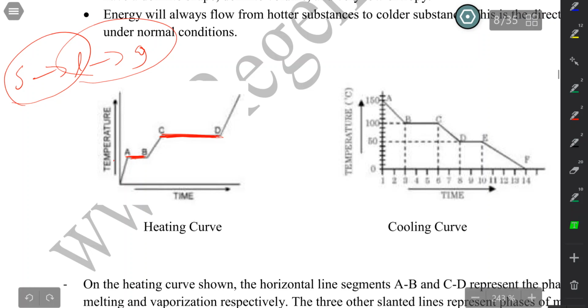From C to D we have what we call the heat of vaporization. From A to B we have what we call the heat of fusion. The heat of vaporization is the heat that you need to add to vaporize 1 gram of the substance that you're using. The heat of fusion is the heat that you need to add to melt 1 gram of a substance.